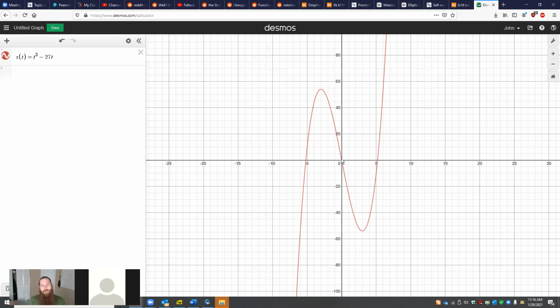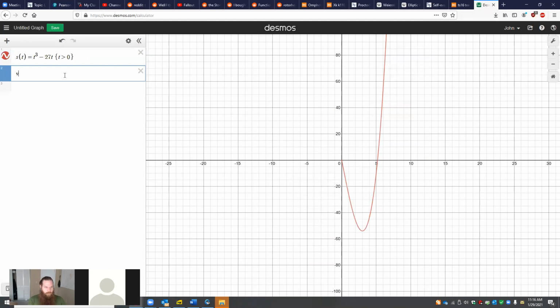And we're told to only pay attention to what's going on to the right of 0. I don't really care what happens to the left of 0. So here's my position function. Originally, I start off at position 0, and then I'm moving in the negative direction for quite a while. And then I turn around and I'm moving in the positive direction for quite a while.